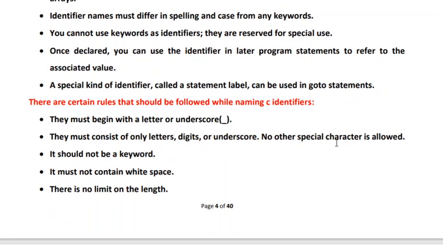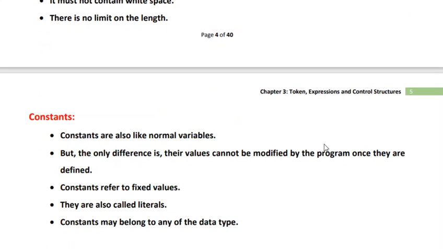Now there are certain rules that you need to follow whenever you are naming an identifier. As we have already said, it has to begin with a letter or underscore. It must consist of letters, digits, or underscores. Underscore is the only special symbol that is allowed. No keywords are allowed, no white spaces are allowed, and there is no limit on the length of the identifier.